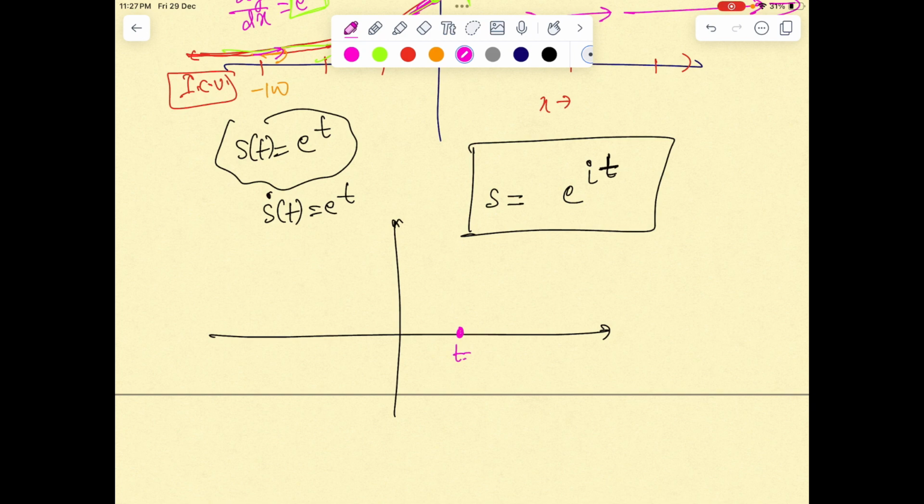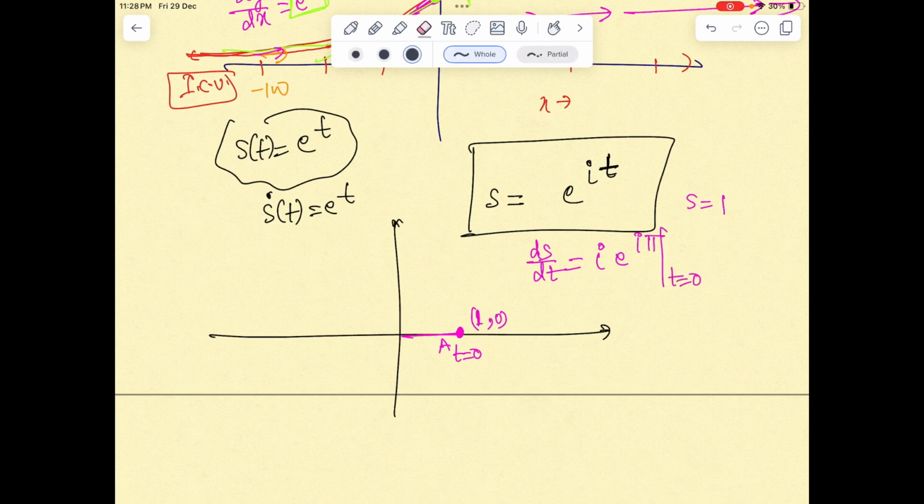At t equal to 0, the particle was at this starting point A. That is the point which corresponds to t equal to 0, because you will get s equals 1. So that point is (1, 0), right? At t equal to 0, you are at the point (1, 0). Similarly, if you see what was the speed at t equals 0 for this particle, ds by dt, in terms of complex language, it's i times e to the power it. So at t equals 0, what is the speed? It's nothing but i.